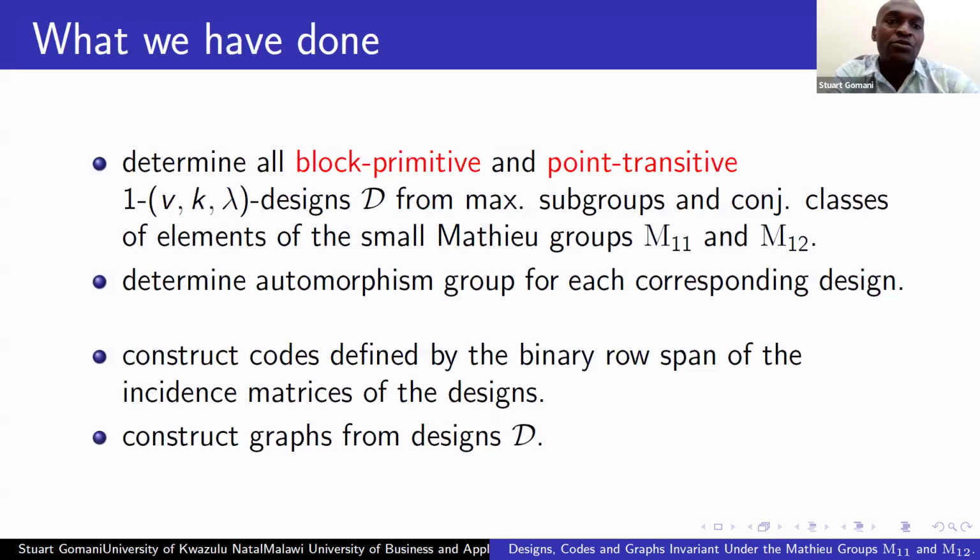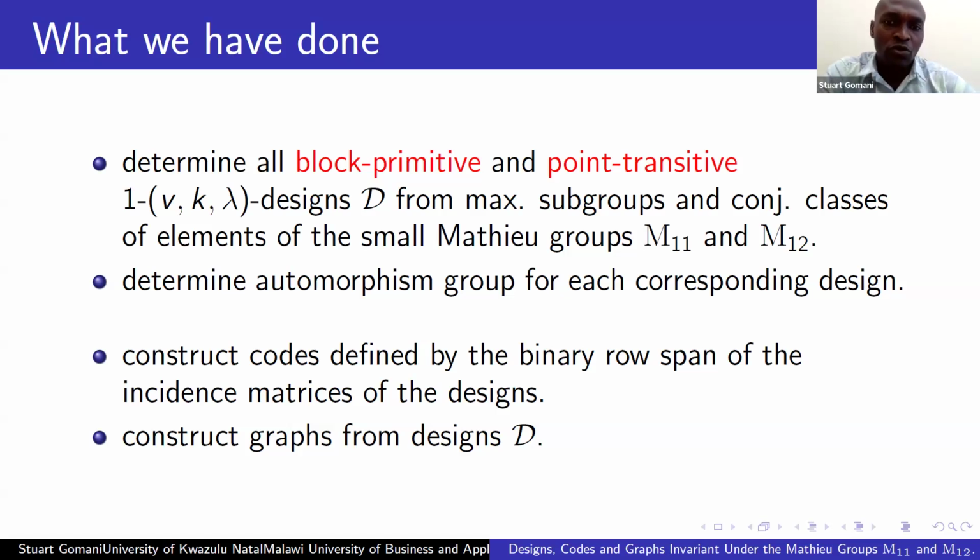So what we have done first is to determine all 1-(v,k,λ) designs, which we are denoting by calligraphic B. These designs have been constructed from maximal subgroups and conjugacy classes of elements of the Mathieu groups M11 and M12. With this, we want to make sure that M11 and M12 preserve the designs that we construct. The way they preserve them is by acting primitively on the blocks and transitively on the points of the design. That's why we call these designs block primitive and point transitive designs.